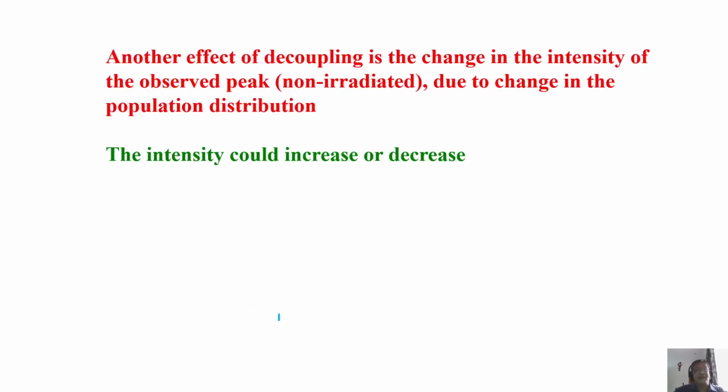Now another side effect of decoupling is a change in the intensity of the observed peak due to population redistribution. Population can get redistributed and there is a change in the intensity. Intensity can either decrease or increase. A very interesting thing. Normally in decoupling, you reduce the multiplicity to make the assignment of the peaks easier. But in some examples of homonuclear decoupling, instead of reducing, the peak intensity will go up and the multiplicity will go up. You get more peaks than what is expected.